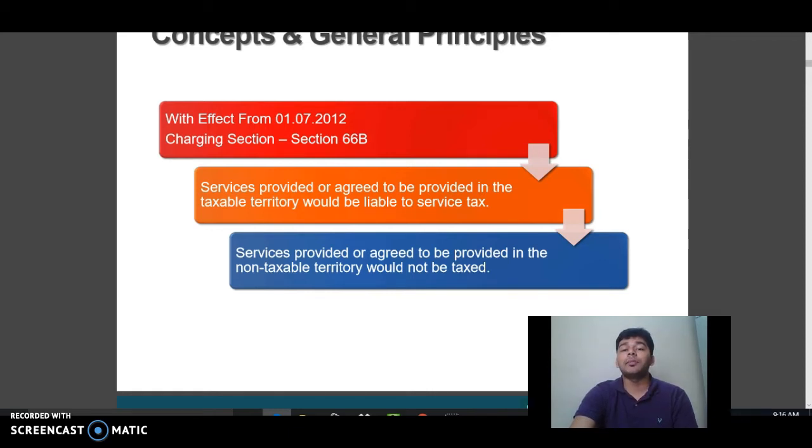The entire landmass of India excluding Jammu and Kashmir plus a distance up to 12 nautical miles in water which is called the territorial waters of India, and it also extends up to the 200 nautical miles which is called the exclusive economic zone. So if the service is consumed in the taxable territory, then we'll say that the service is taxable. However, if the service is actually getting consumed outside the taxable territory, then we will say that the service will not be taxable.